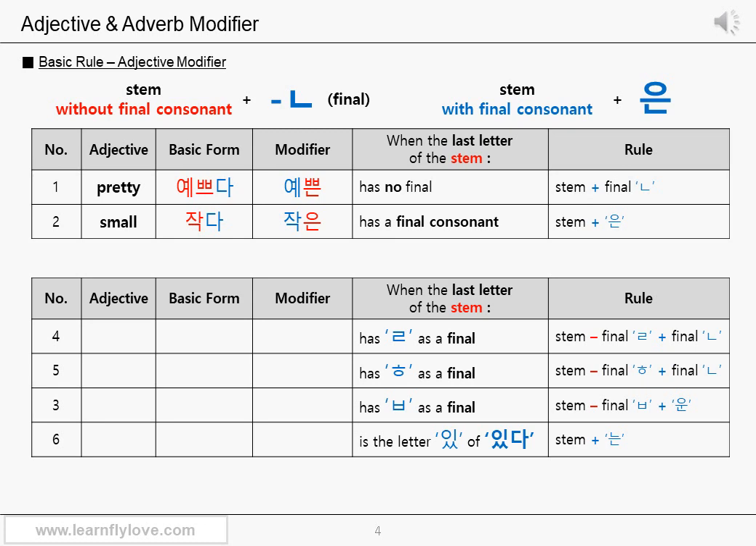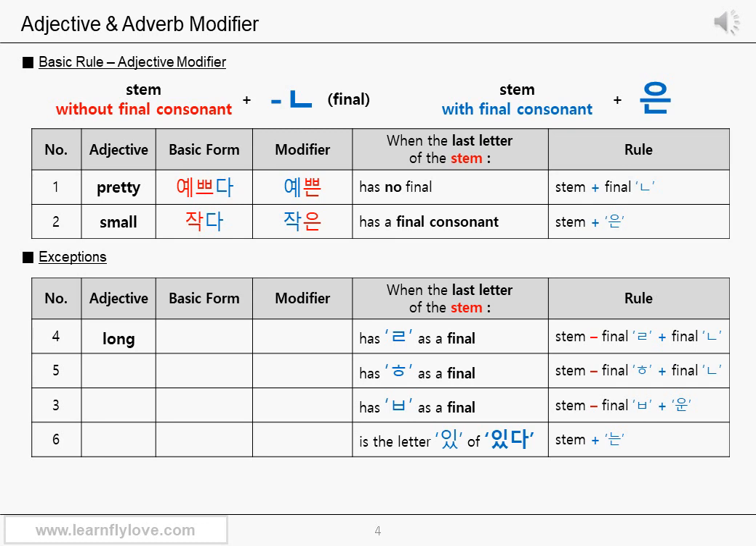So adding final n consonant and adding 은 sound are two major adjective conjugation rules. Remember that. But unfortunately, there are a few exceptions. Without exceptions, no fun, right? Let's check out the first exception rule then.